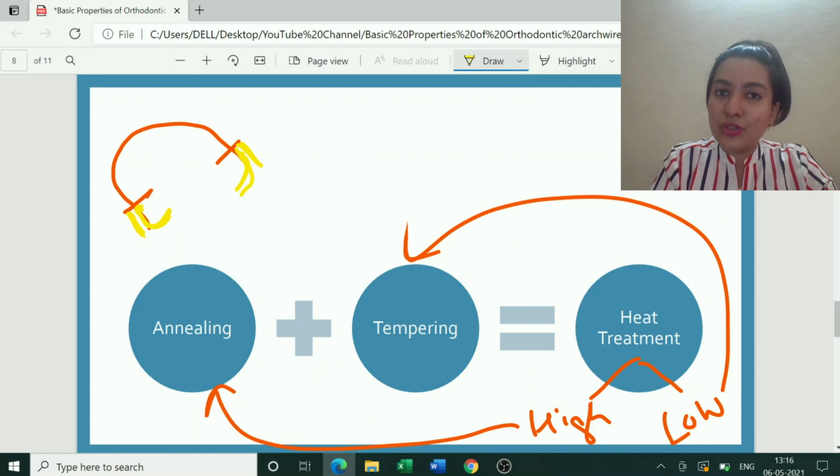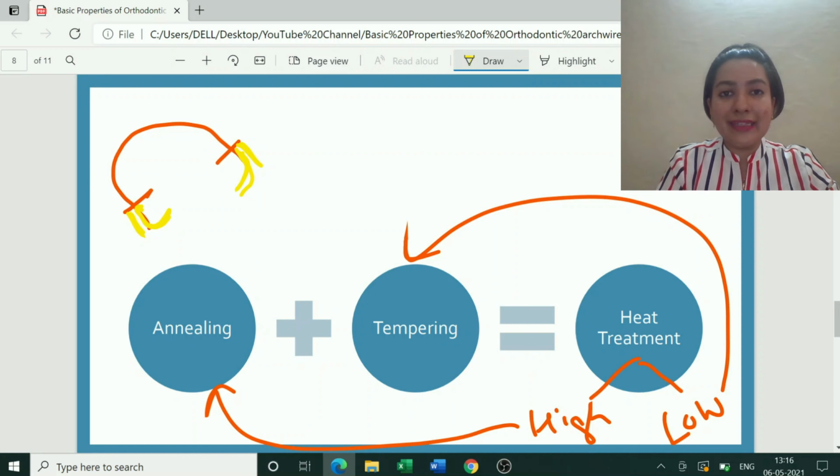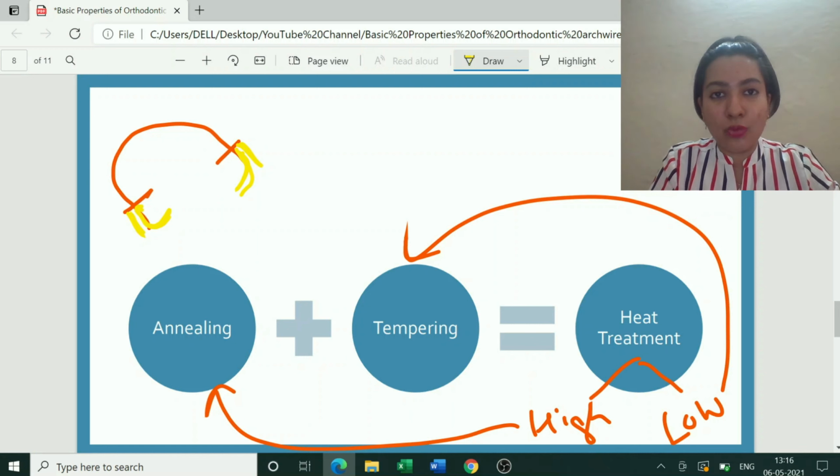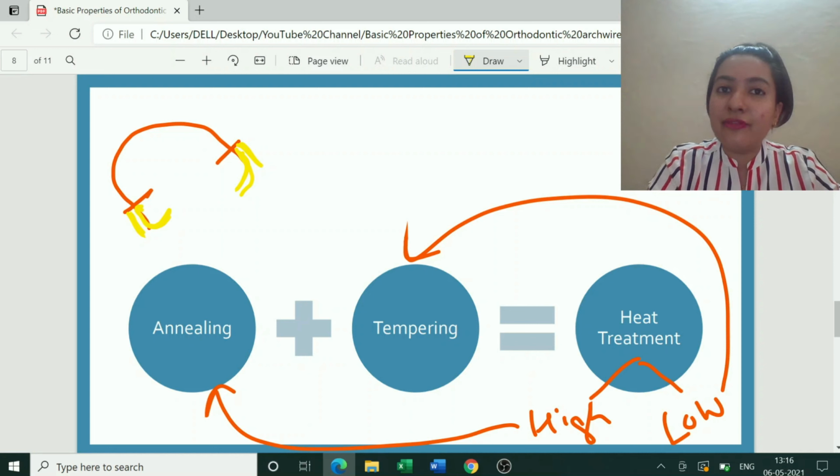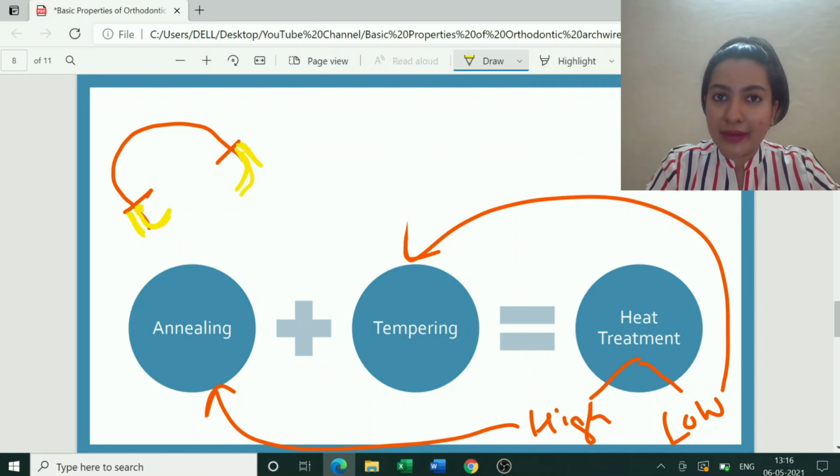Hanging, okay, because it will impinge on the mucosa. In case we have a stainless steel wire extending beyond my second molar, we can easily bend it from behind. Why? Because it is formable. But my nitinol wire has to be annealed first so that I can bend it from behind.